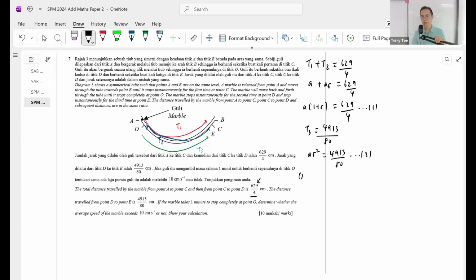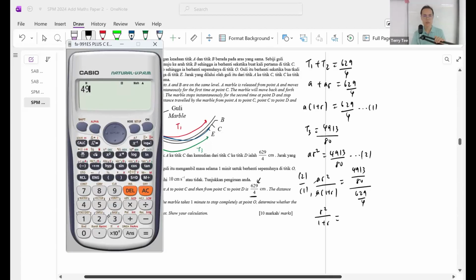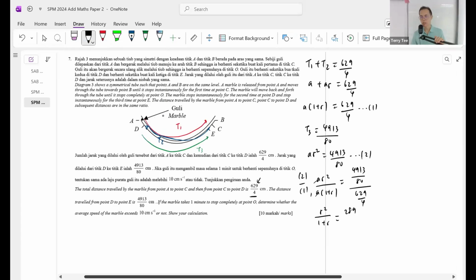Okay, so take equation 2, divide equation 1. So the moment you divide, you can cancel out your a. I know this number is very big and ugly. What to do? So cancel a and a. Your r squared divide 1 plus r is this. Now use your calculator. 4913 over 80 divide by 629 over 4. You should get 289 over 740. 289 over 740. So let's cross multiply.